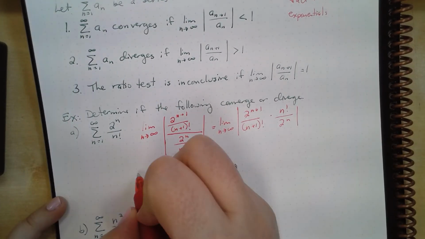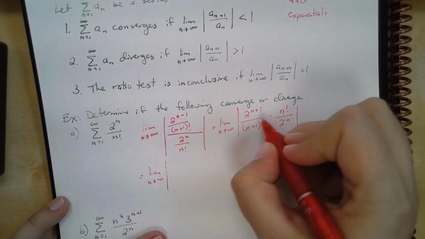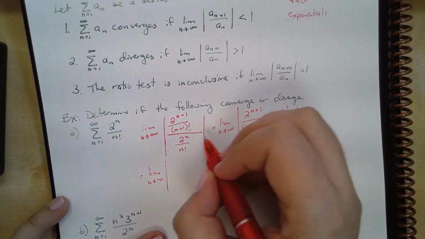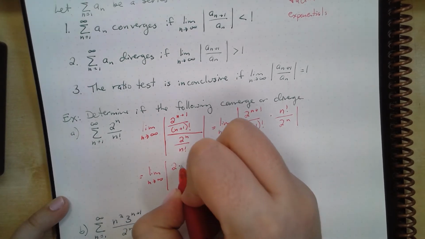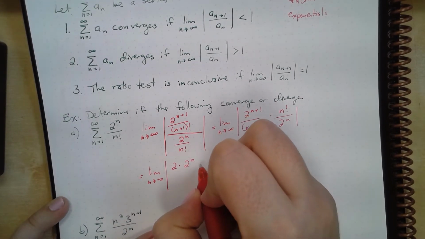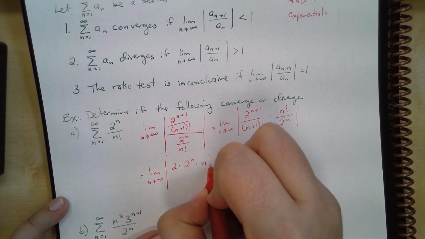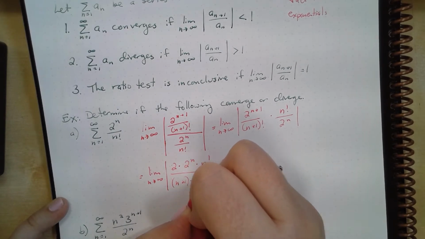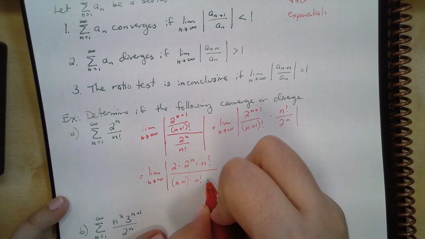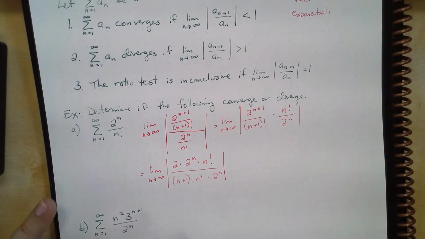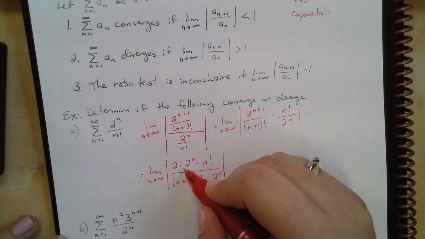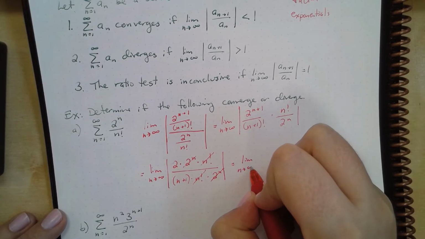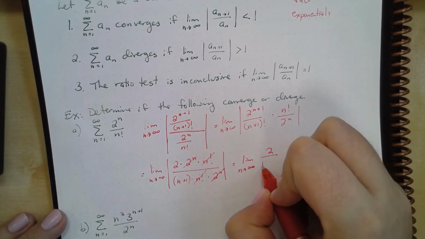And now I can actually rewrite that again. I've got the limit as n approaches infinity of, I'm going to rewrite 2 to the n plus 1 as 2 times 2 to the n, right? And this is times n factorial. And this is over, I'm going to rewrite n plus 1 factorial as n plus 1 times n factorial, and then this is times 2 to the n. Now, hopefully you can see here that we've got a lot that's going to cross out. So now I just have the limit as n approaches infinity of 2 over n plus 1.